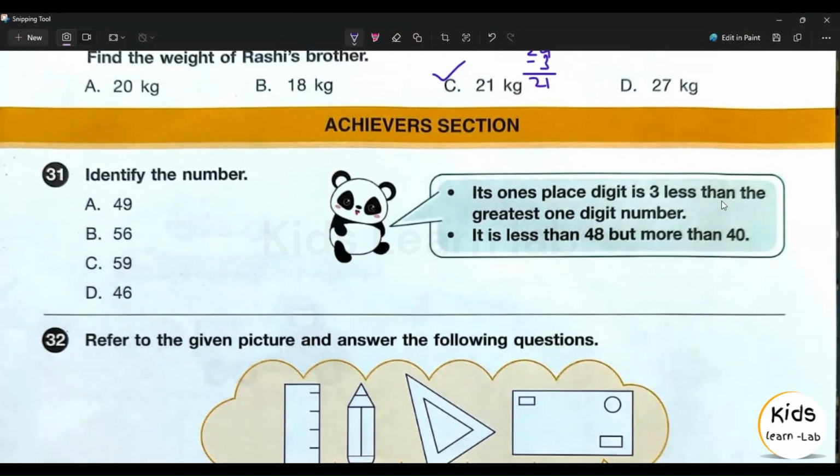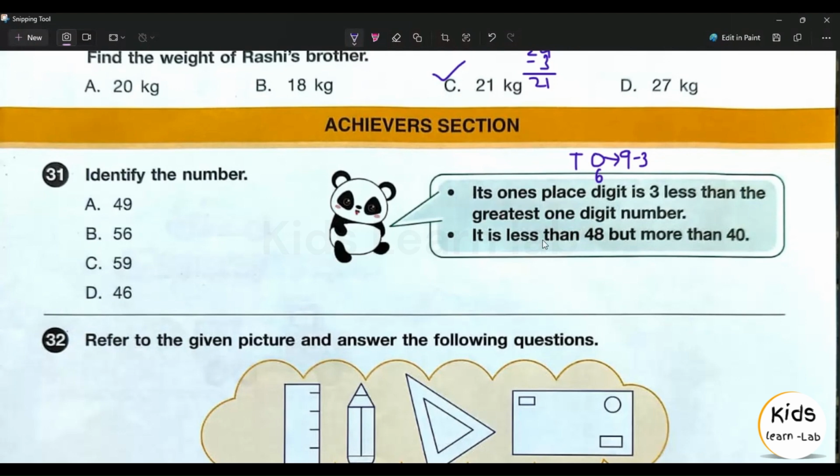Last section, Achievers section. 31st question, identify the number. Statements are given. Its ones place digit is 3 less than the greatest one digit number. It is less than 48 but more than 40. So ones place is greatest one digit is 9. 3 less than is 9 minus 3 is equal to 6. Ones place we got as 6.